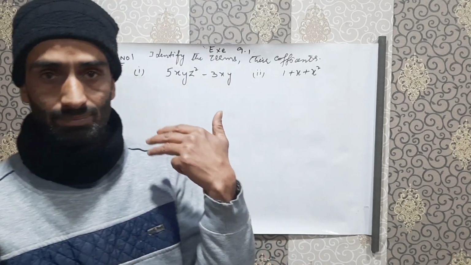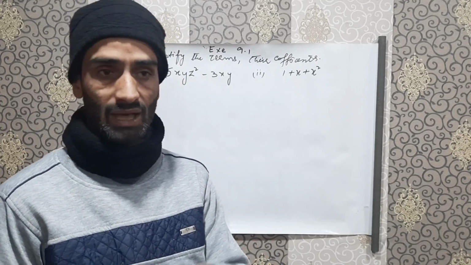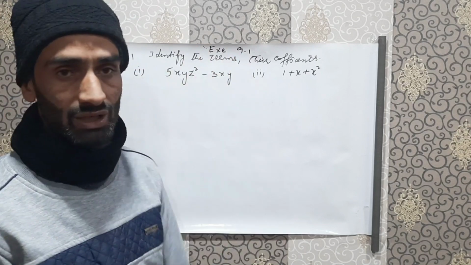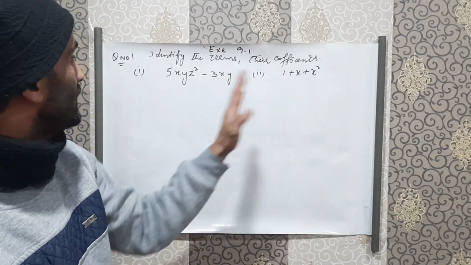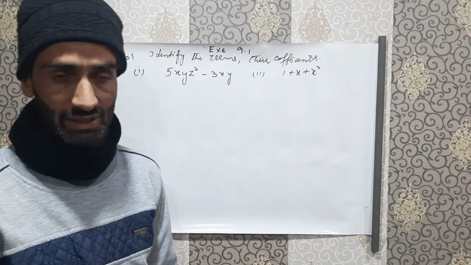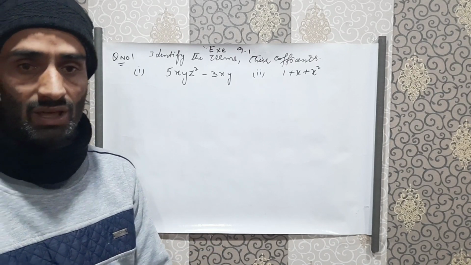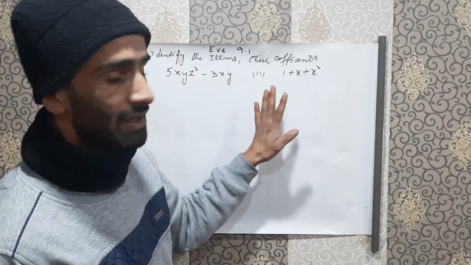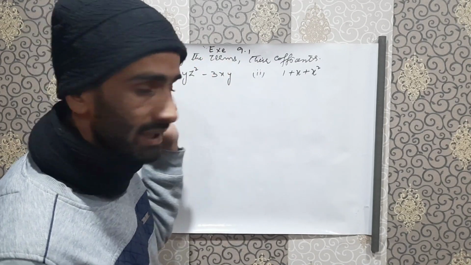In the previous 3 lectures we first learned what an algebraic expression is. After that we learned terms. After that we learned polynomials, and we learned addition and subtraction of algebraic expressions. Today we are going to start exercise 9.1, and question number 1 is: identify the terms and their coefficients of the following expressions. We have already learned coefficients and terms, and now we have to identify the terms and their coefficients. This is exercise 9.1, question number 1.